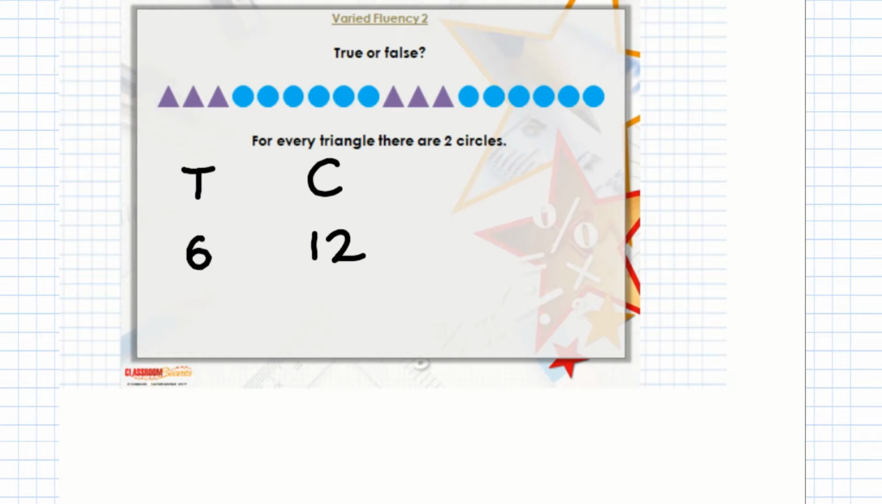that's correct or not. So if we divide this side by 6, we end up with 1 triangle. And if we do the same, divide this side by 6, we end up with 2. So for every 1 triangle, there are 2 circles. So that is true.